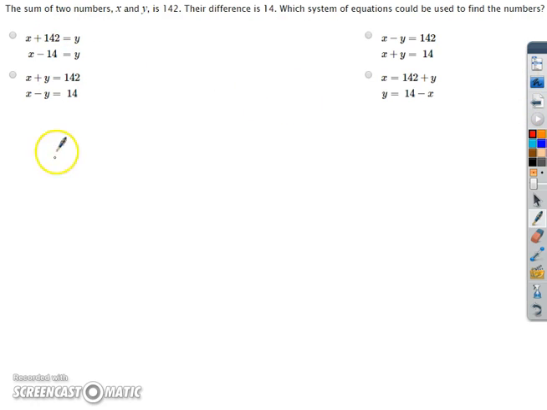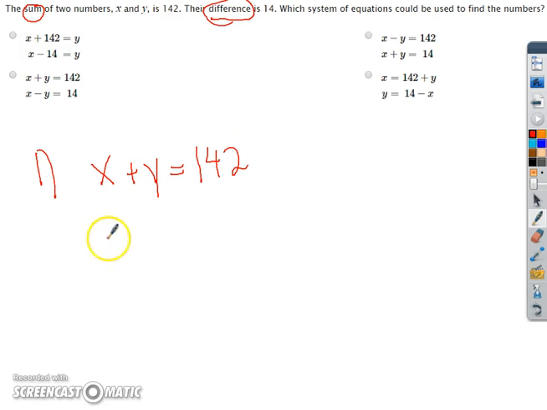Okay, so number 1. Number 1 says the sum of two numbers x and y is 142. Now sum means add, so I'm going to add x and y. So the sum of two numbers is 142. And then it says their difference, and difference means subtract. Okay, so this is the sum and this is the difference. Now their difference is 14.